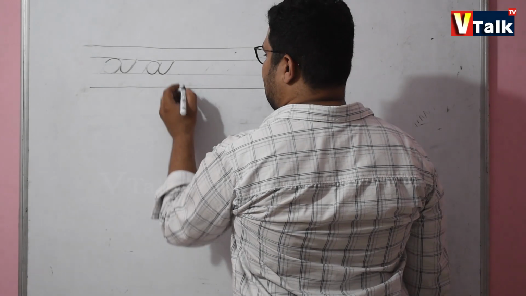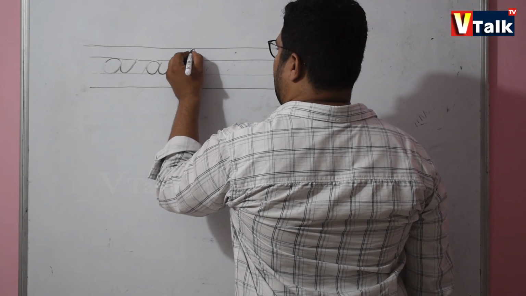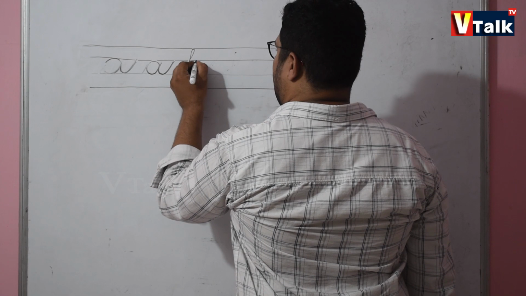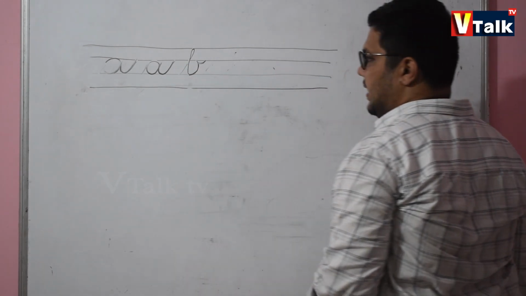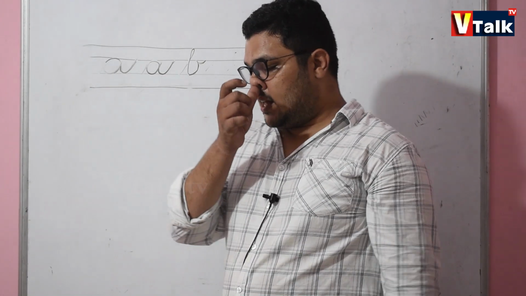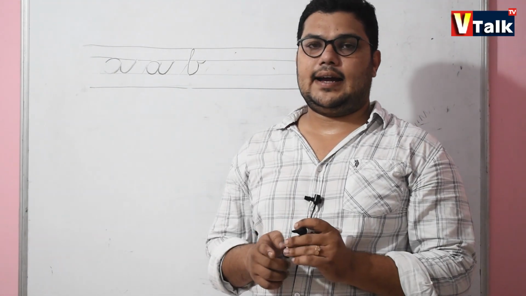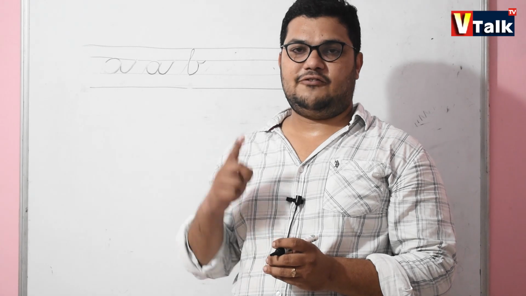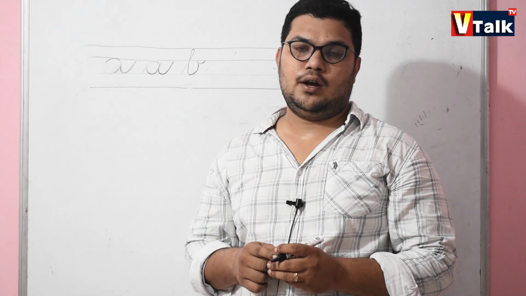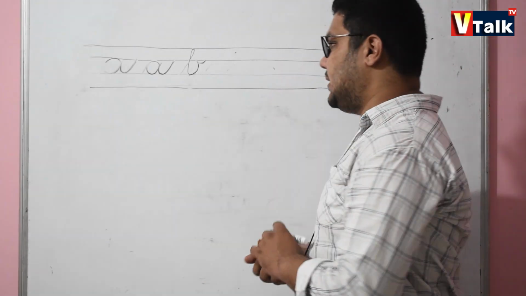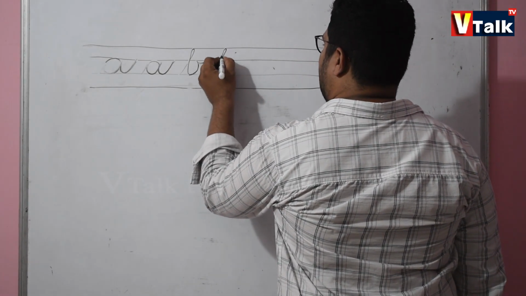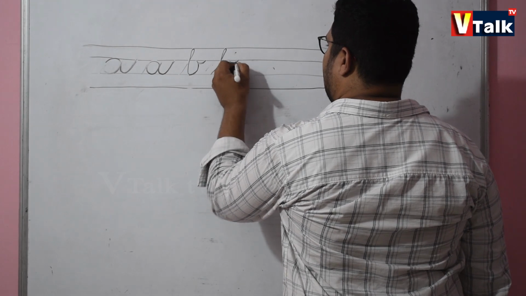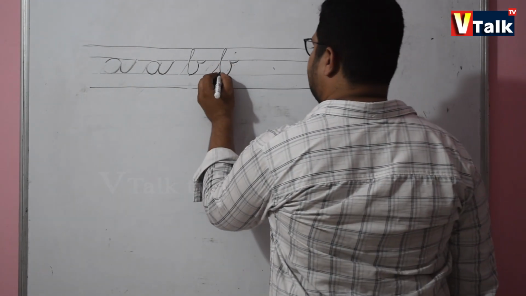The next letter is B. You start on the baseline, write an ascender loop and a small curvature, and close at the exit line. Remember everyone, the letter will start at the baseline and it will definitely end at the exit line. Do remember that. Once again I am showing B: ascender loop, a curvature, and it should stop here.